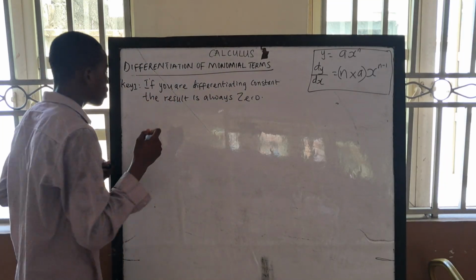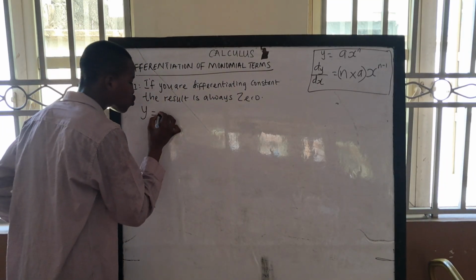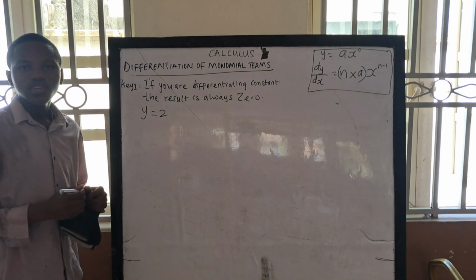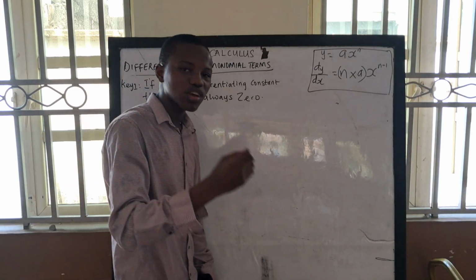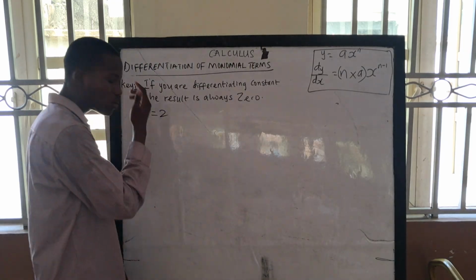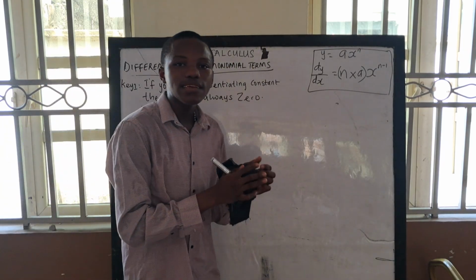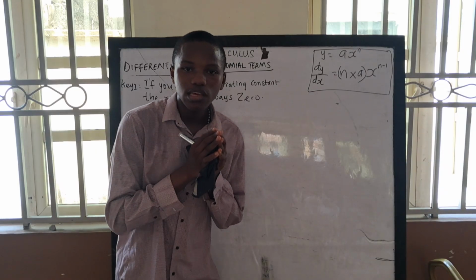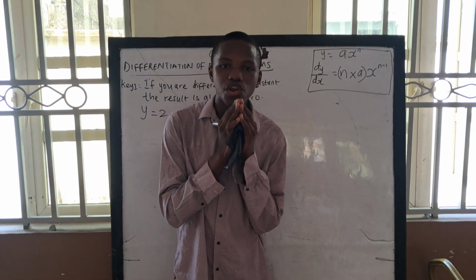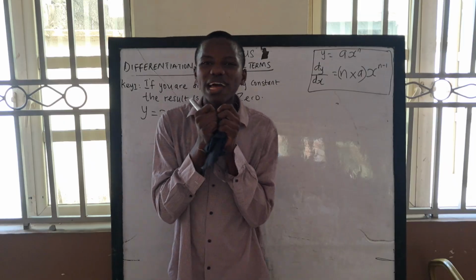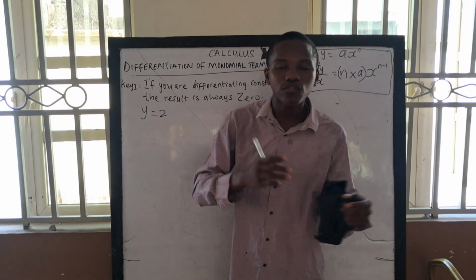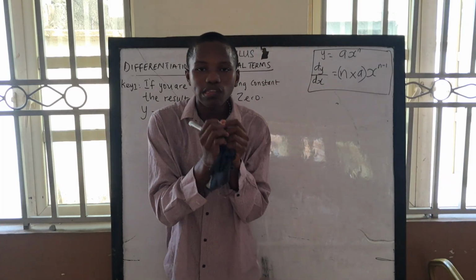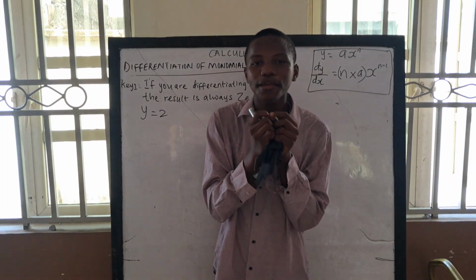If you have y equals 2, right? You are asked to differentiate this with respect to x. This is a constant. Constant means it does not have any variable. Constant term means values that don't have any variable. What are variables? Variables are letters, letters A, B, C to Z. Those are variables. A constant term means it doesn't have any variable.